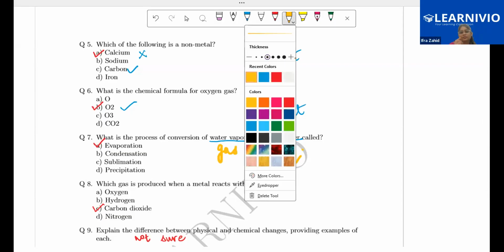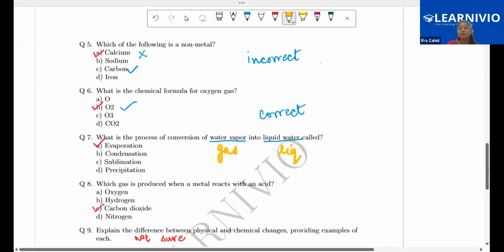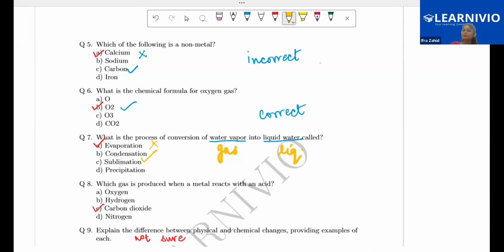Oh, I read the question wrong, ma'am. Okay, so you think it's not evaporation? No, ma'am. It's condensation. Correct. You can take time to read your answer, to read the options and understand what the question is asking you. Okay, ma'am. You knew the answers, but you just gave them in a hurry without thinking twice, right? Otherwise, you know the answers. Yes, ma'am.